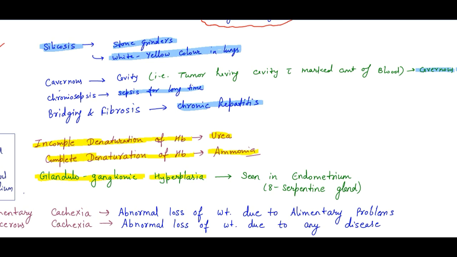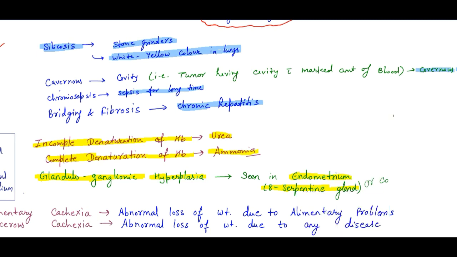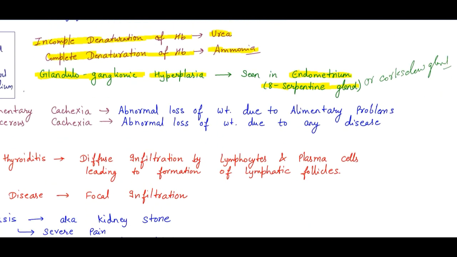glandulocystic hyperplasia. Glandulocystic hyperplasia is seen in the endometrium, because the endometrium has serpentine glands, or what we can call corkscrew glands, C or S shaped glands. Glandulocystic hyperplasia is seen in the endometrium, and blood vessels rupture in the endometrium during the menstrual phase.